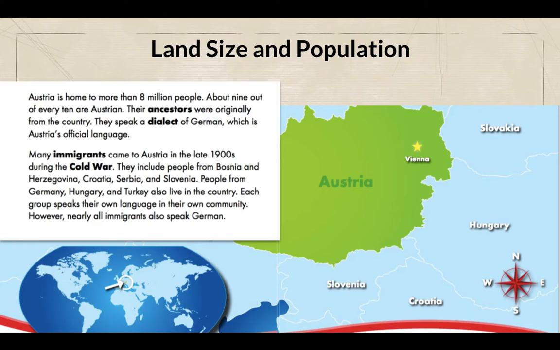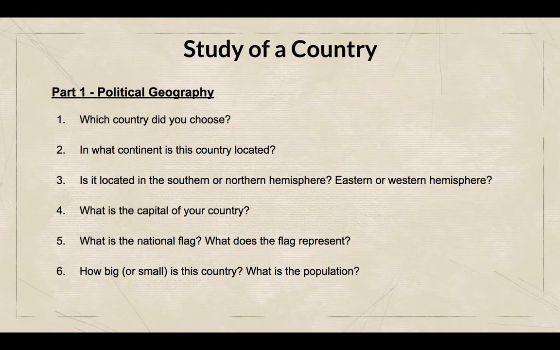So what are you going to do today? What are you going to get started working on here? Well, we're going to start our study of a country, part 1. For part 1, you are going to collect facts. I'd like you to write these down in your notebook. On the top page of that notebook in big letters, we're going to write study of a country. In fact, I would recommend going ahead and writing this down now. Maybe pause if you need to. The top of the page is going to say study of a country, and part 1 is the political geography.